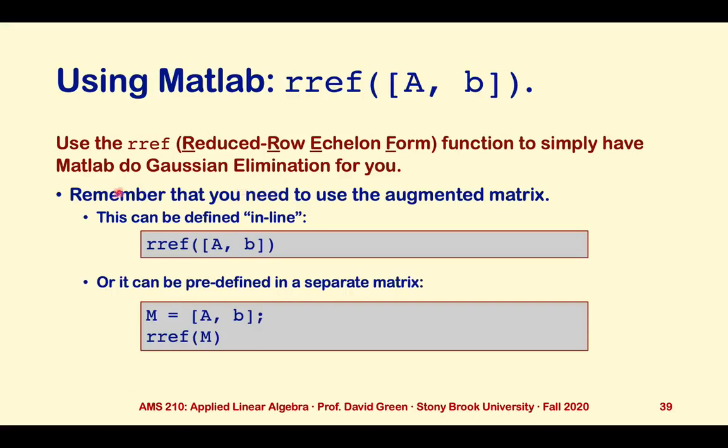Right? Remember that when we're solving a linear system this way, we need to use the augmented matrix. And so we can either do this in what we call an inline format, just say RREF, and I want to give it the matrix AB. Or if it's clearer to you, we can define the augmented matrix first, and then after storing that, simply give that defined matrix to RREF. Both of these will have exactly the same output.